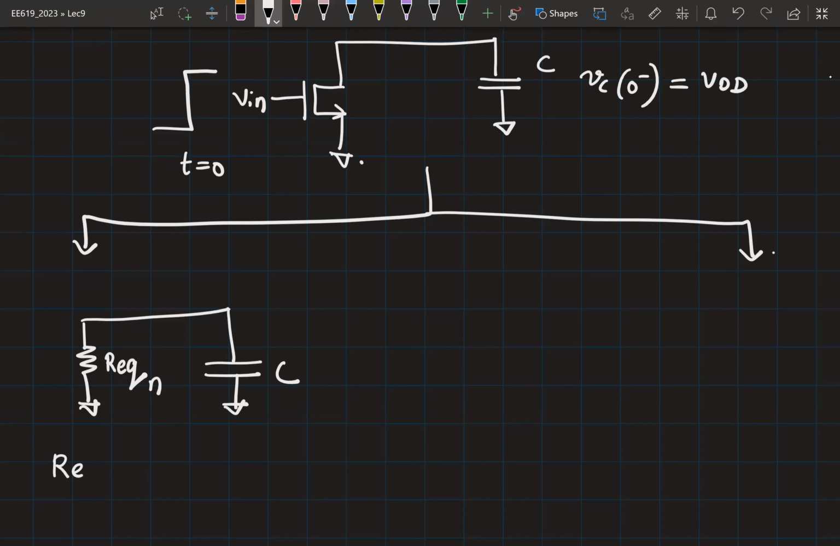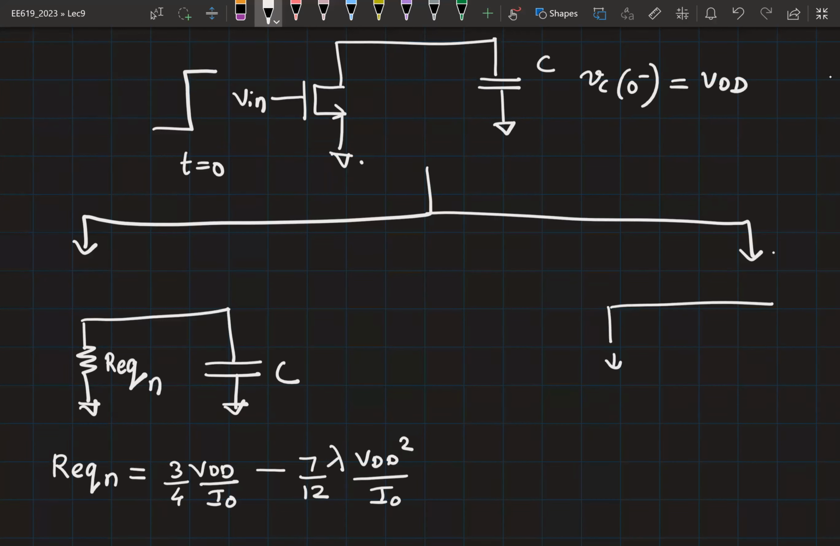And what is the value that we calculated? 3 by 4 VDD by I naught minus 7 by 12 lambda VDD square by I naught. Now in the other method, we would have looked at a current that is being pulled out of the capacitor.